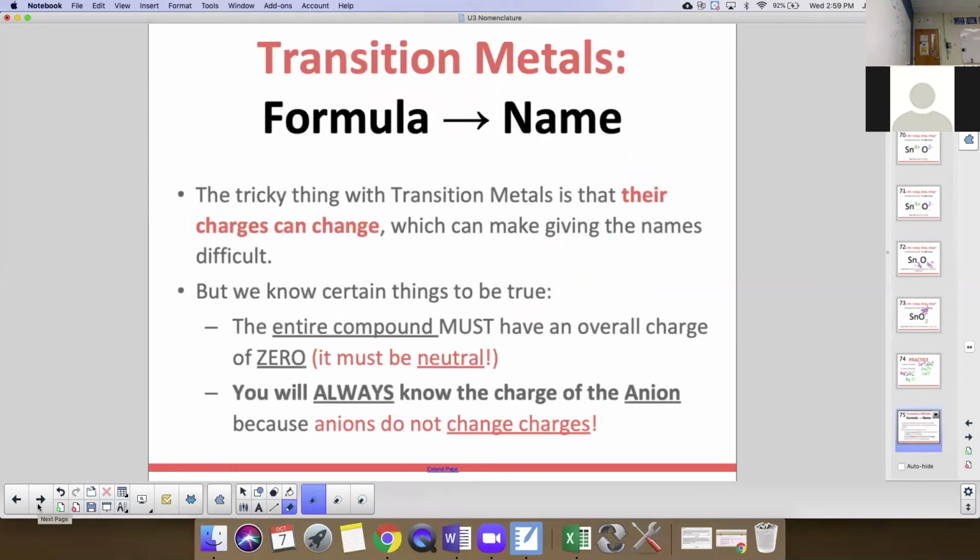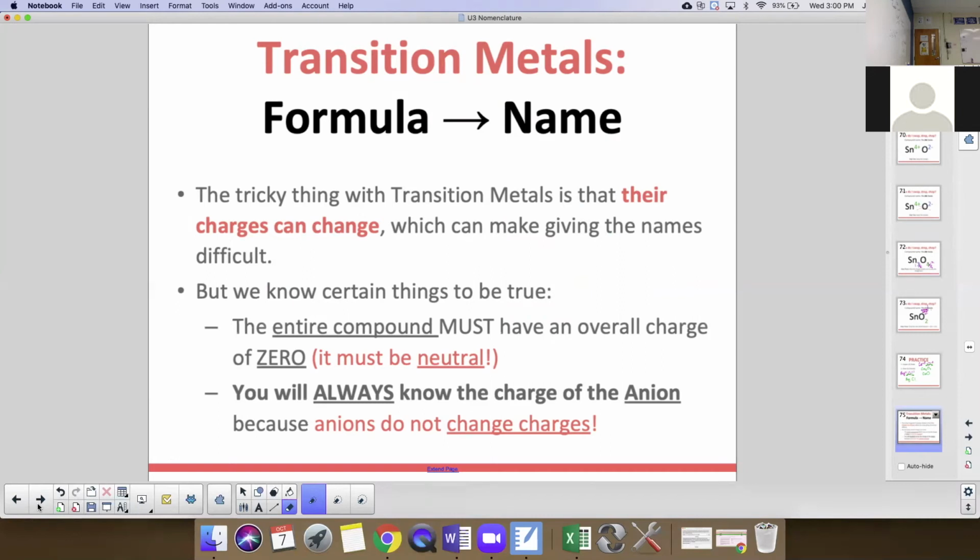All right. So name the formula is pretty easy, right? Same exact thing we've been doing for 2 days. So now we're going to go formula to name. It's also easy, but we got to add a little bit of math in there. Because do we know which transition metal we're dealing with? Do I know the charge of it? No, but can I calculate it, do you think?